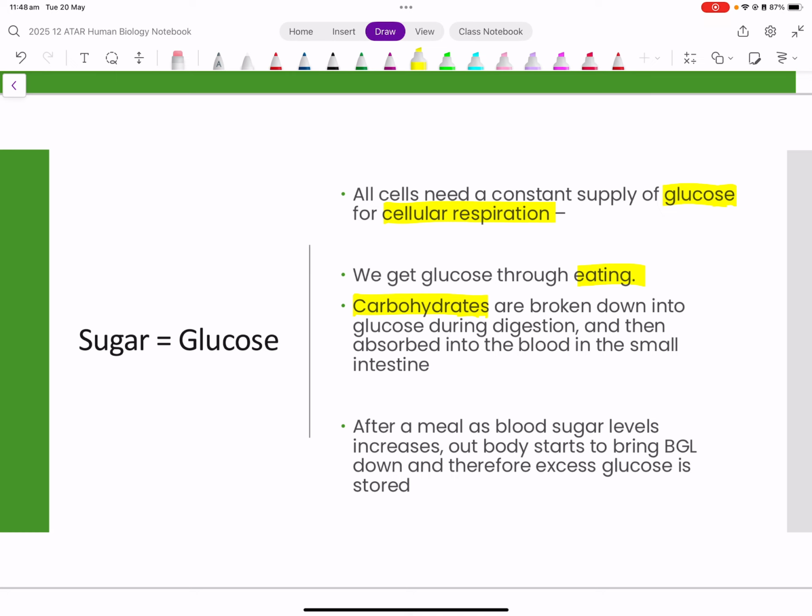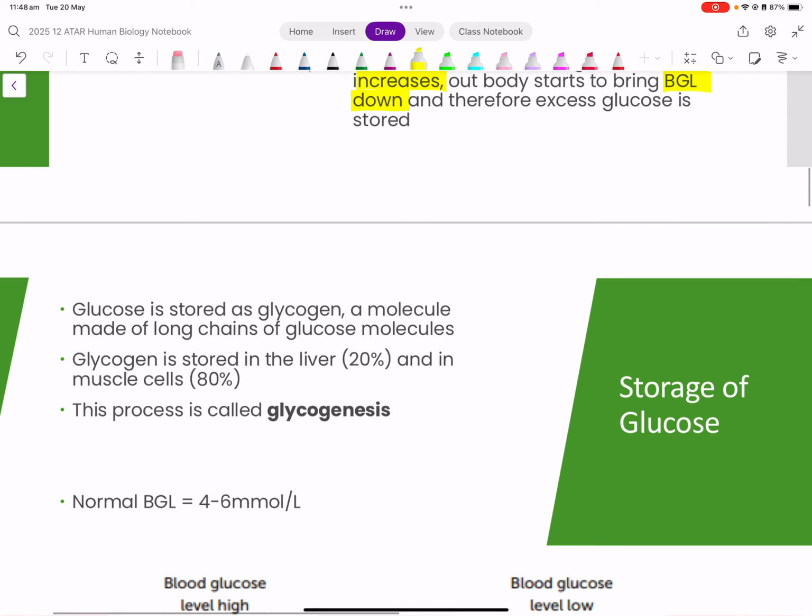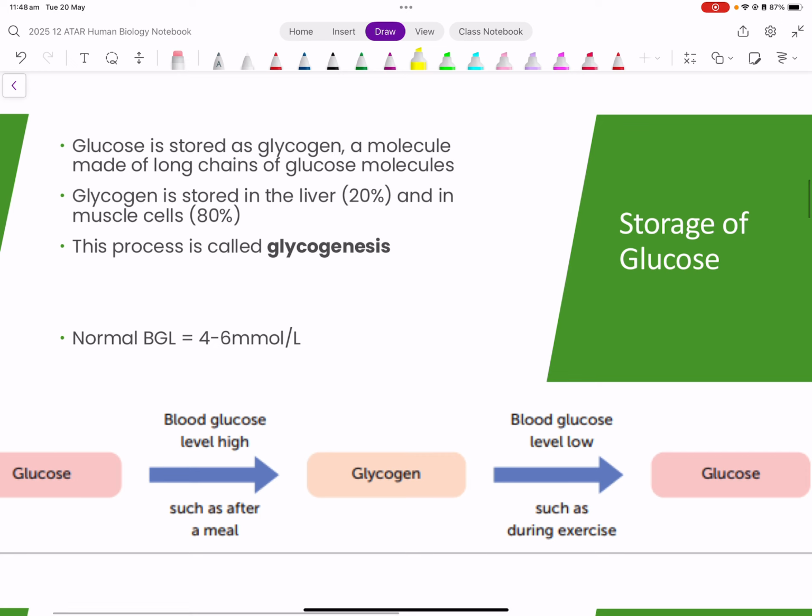So naturally, after we eat, our blood glucose levels begin to increase, and after a long period of time without eating, our blood glucose levels, BGL, come back down. Okay, so when we're talking about where this glucose goes if we eat way too much, glucose can be stored in the form of glycogen, and glycogen is simply lots and lots of glucose stuck together. Of this, 20% is stored in the liver, 80% is stored readily in muscle cells around the body, so that if you need that energy, you can readily access it. And this process is known as glycogenesis, where we create glycogen.